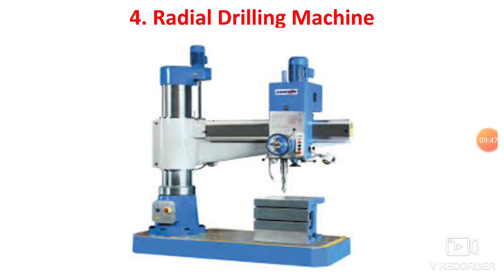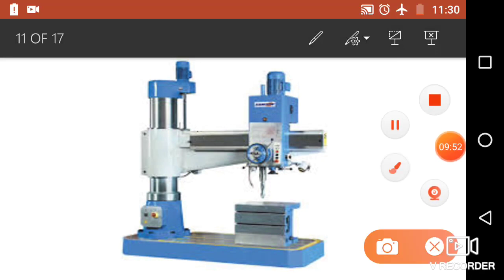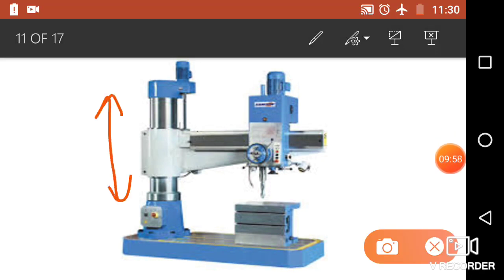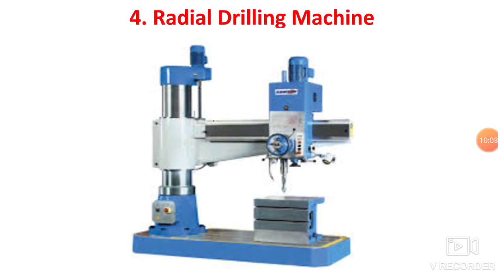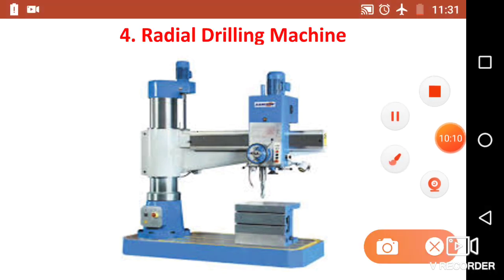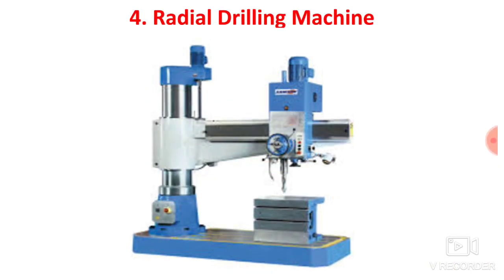Okay, so again you can move this arm up and down. You can lower the arm as well as raise the arm so that you can accommodate various workpieces with different heights. So that is one of the advantages. Again, you can rotate this horizontal arm over the vertical column at any position. So at any position you can drill the hole over the workpiece.